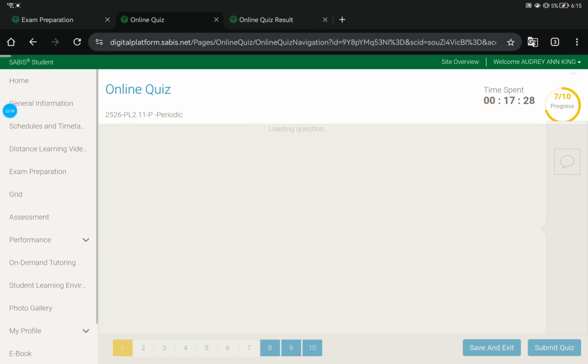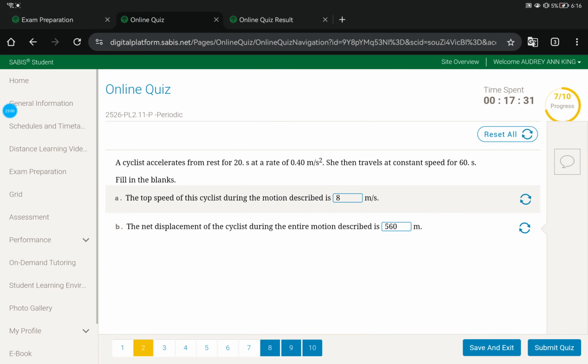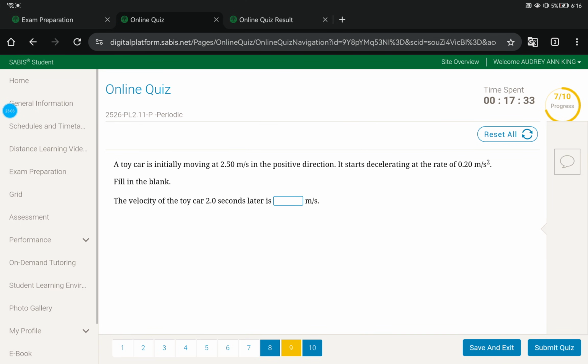A cyclist accelerates from rest for 20 seconds at a rate of 0.40. She then travels at a constant speed for 60 seconds. I think this was the first or second question. Yeah, so I'm not doing this again.